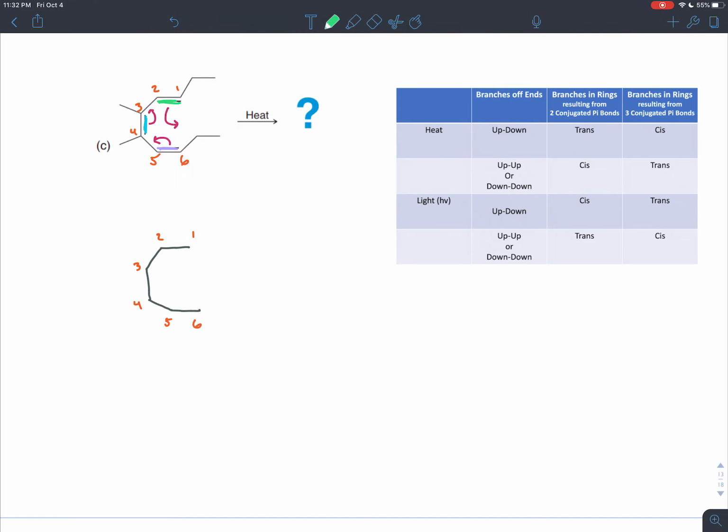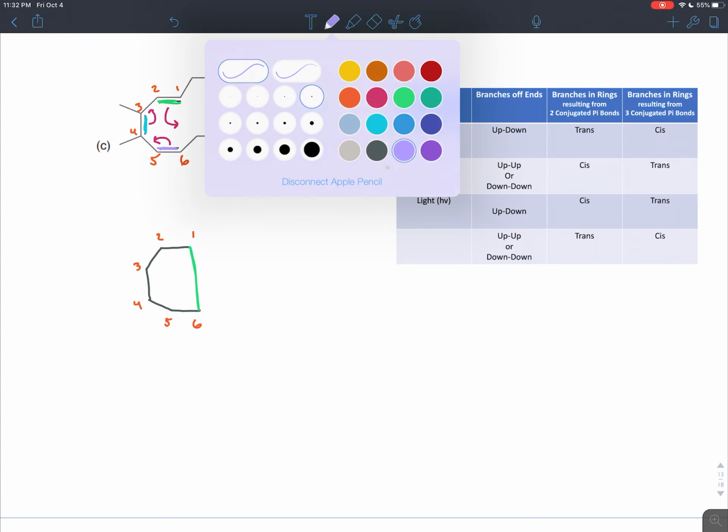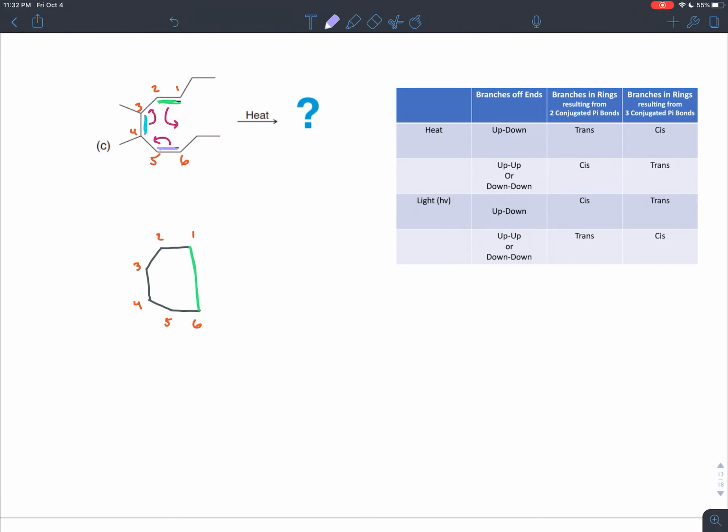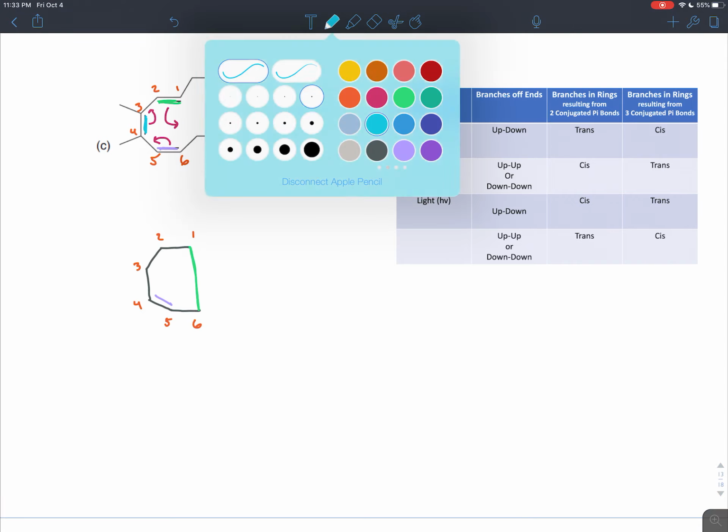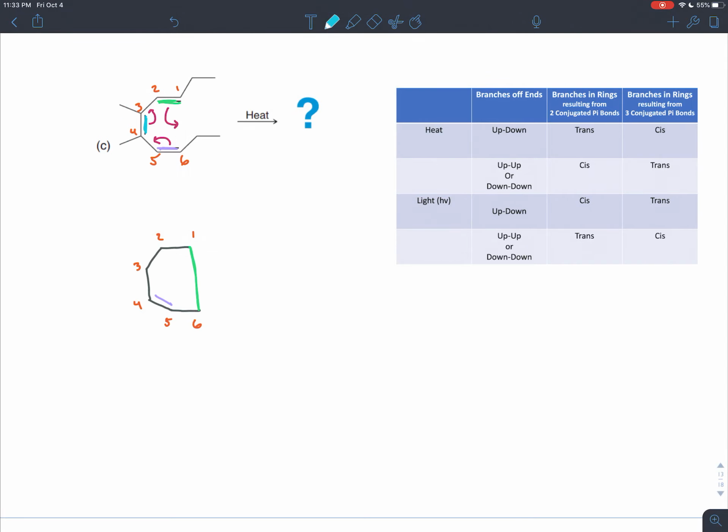So those green electrons at the top, between carbon 1 and 2, are going to move to create a sigma bond between 1 and 6. The purple electrons between 5 and 6 move to create a pi bond between 4 and 5. The blue electrons between 3 and 4 move to create a pi bond between 2 and 3. We still have those methyl groups coming off of 3 and 4.